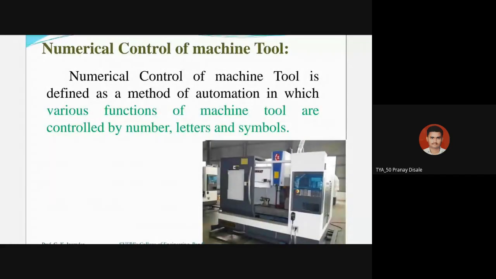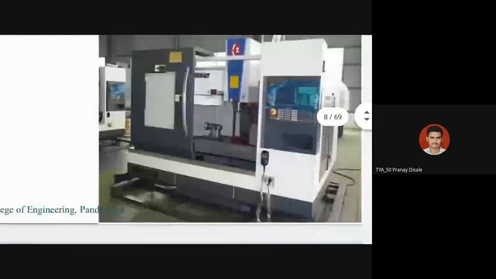Because the name itself is numerical control. Whatever the numerical values are, there are numbers, letters or symbols. By using numerical numbers, letters and symbols we can control the machine, and that is nothing but a numerical control machine. One image also we have kept here. This is the NC machine.